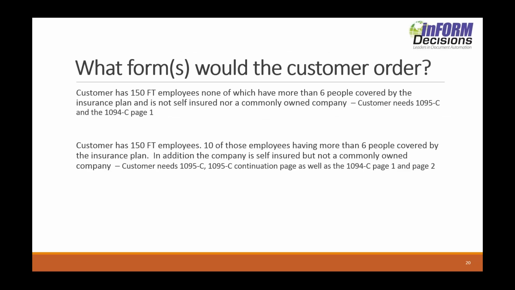What forms should the customer order? Here's another example, or a couple other examples. The customer has 150 full-time employees, none of which have more than 6 people covered by the insurance plan, and is not self-insured nor a commonly owned company. Therefore, the customer is going to need to order the 1095C and the 1094C page 1.